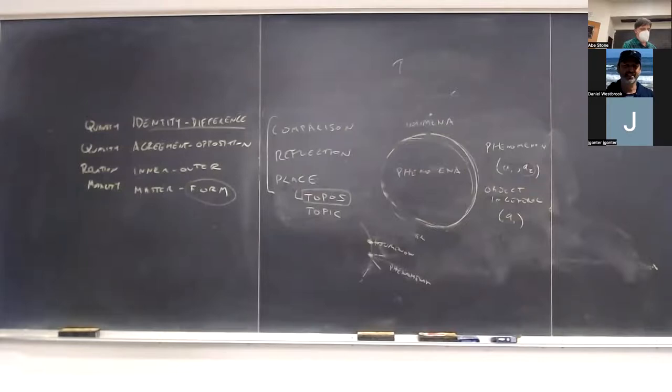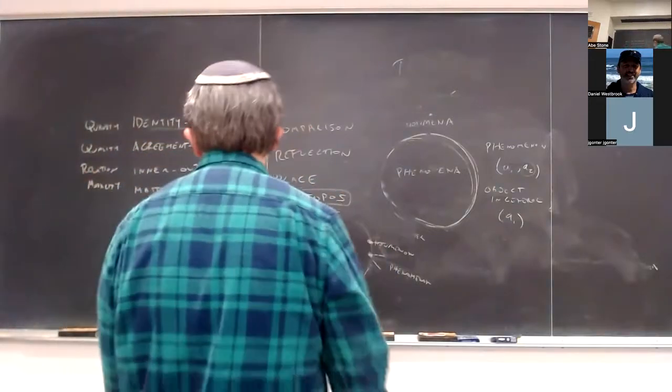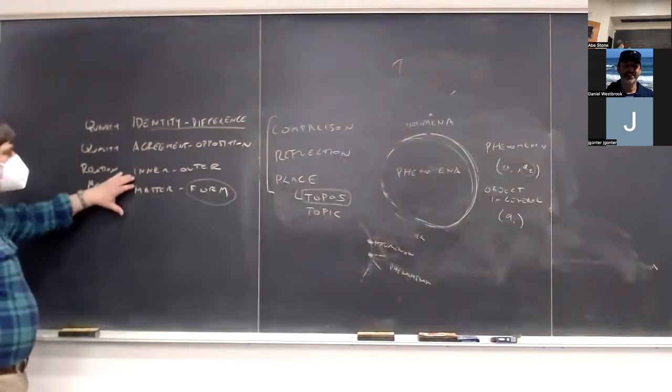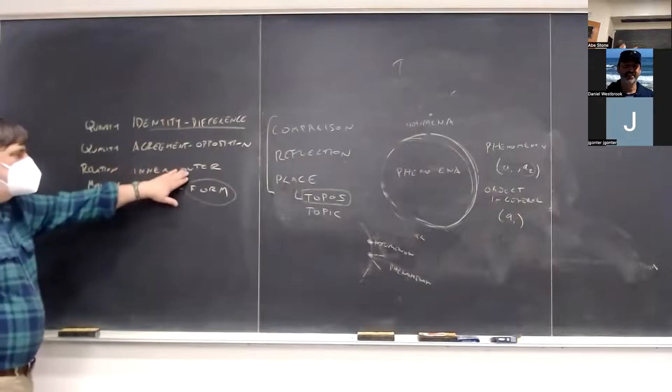So he says, before constructing any objective judgment, we compare the concepts to find in them identity of many representations under one concept, with a view to universal judgments, difference with a view to particular judgments, agreement with a view to affirmative judgments, opposition with a view to negative judgments, etc. So that etc. must be inner with a view to categorical judgments, outer with a view to hypothetical judgments.